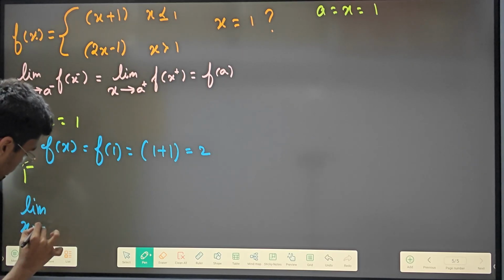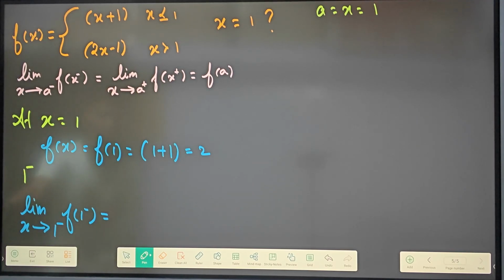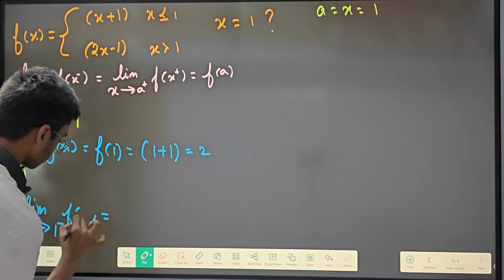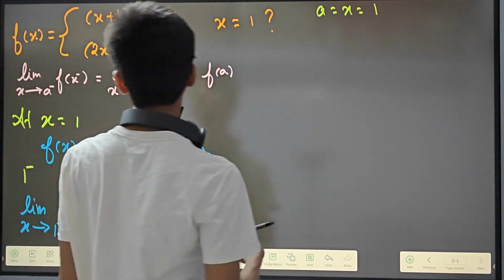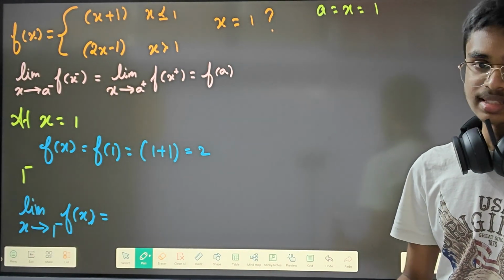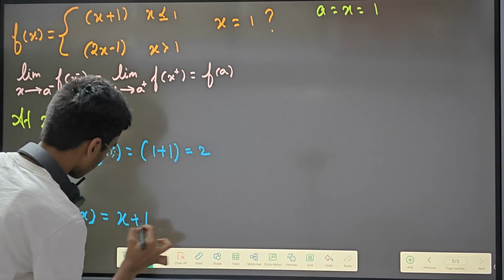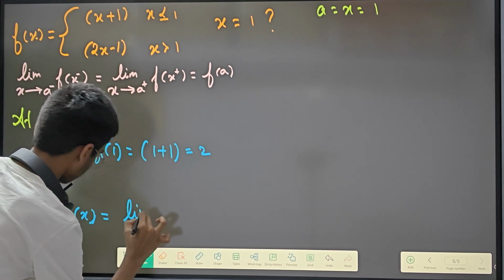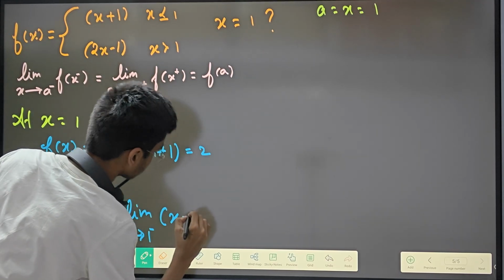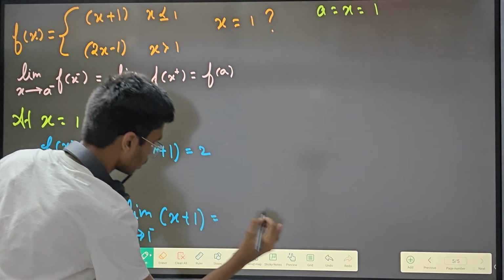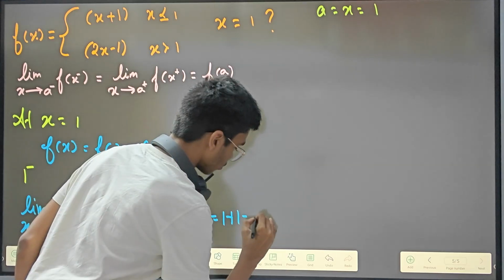The limit as x tends to 1 minus of f of x. First, what formula do you choose? It is 1 minus, which means x is going to be less than 1, so this formula only you have to use, which is x plus 1. So the limit as x tends to 1 minus of x plus 1; substituting 1 in place of x gives 1 plus 1, which is equal to 2.